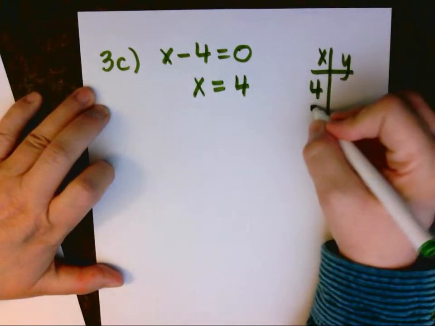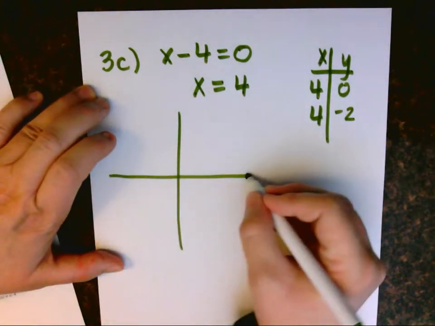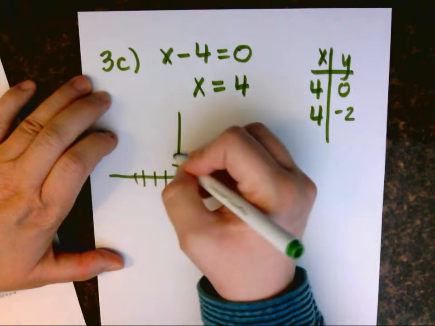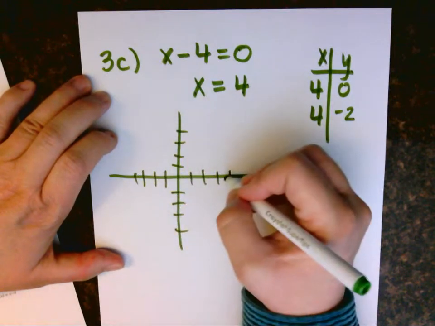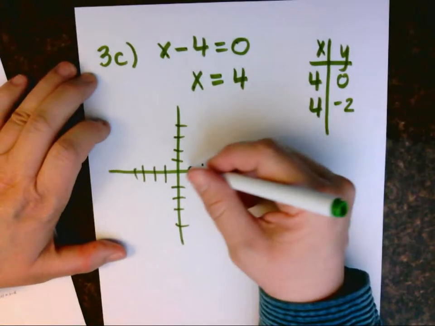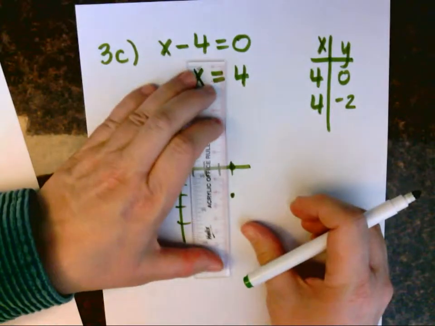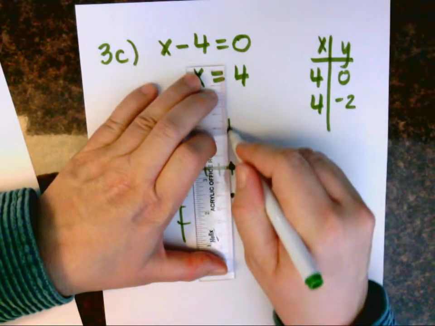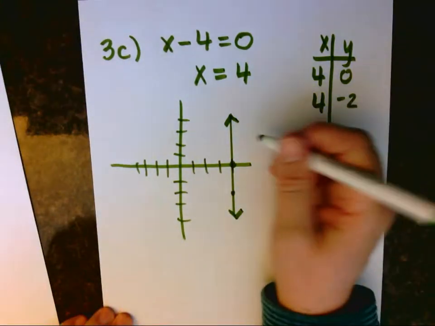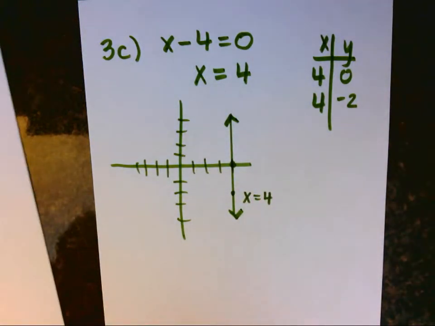If x is 4, y can be anything. X is 4, 0, and 4, negative 2, 4 something, 4 something. It's going to be a vertical line. Put your arrows on it so that we know it's not the axes. And we'll go ahead and label it x equals 4 everywhere on this line. We have another vertical line. Okay.